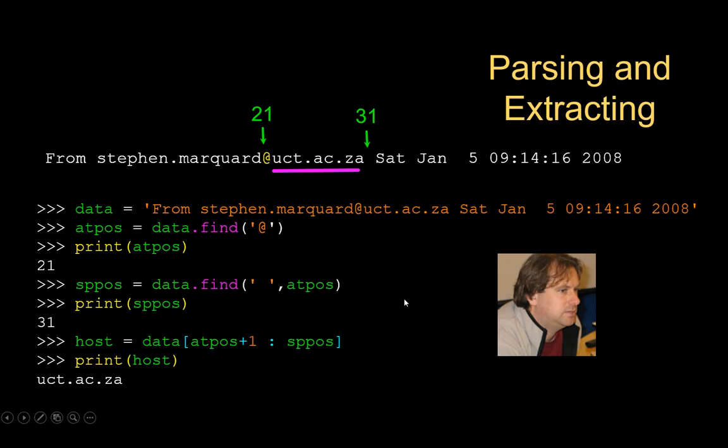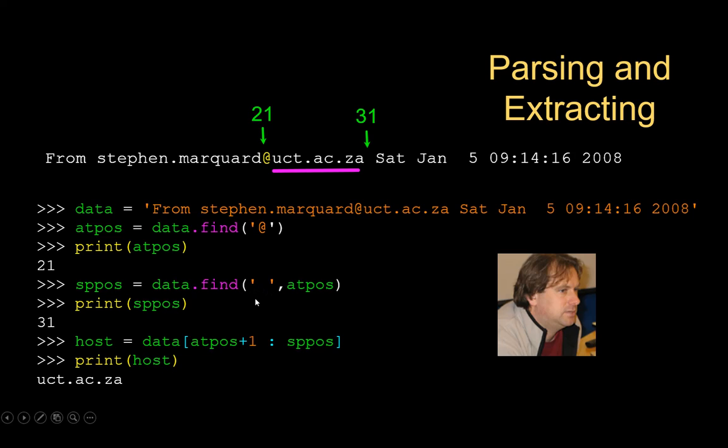Okay, so we're going to do some parsing and extraction. Our data is a relatively long string compared to what we had before. We're going to find the location of the @ sign. This is our string, starting from character 0, going all the way up to the @, which is at 21. So the print of this would be 21.